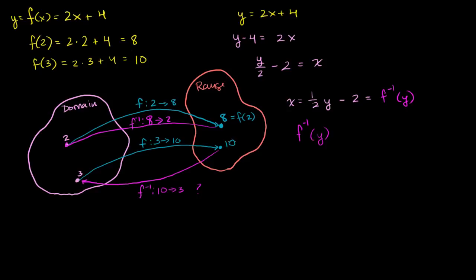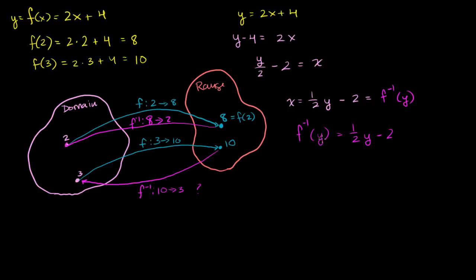So now the range is now the domain for f inverse. F inverse as a function of y is equal to 1/2 y minus 2. So all we did is we started with our original function, y is equal to 2x plus 4. We solved for y in terms of x. Then we just do a little bit of algebra, solve for x in terms of y, and we say that that is our inverse as a function of y, which is right over here.